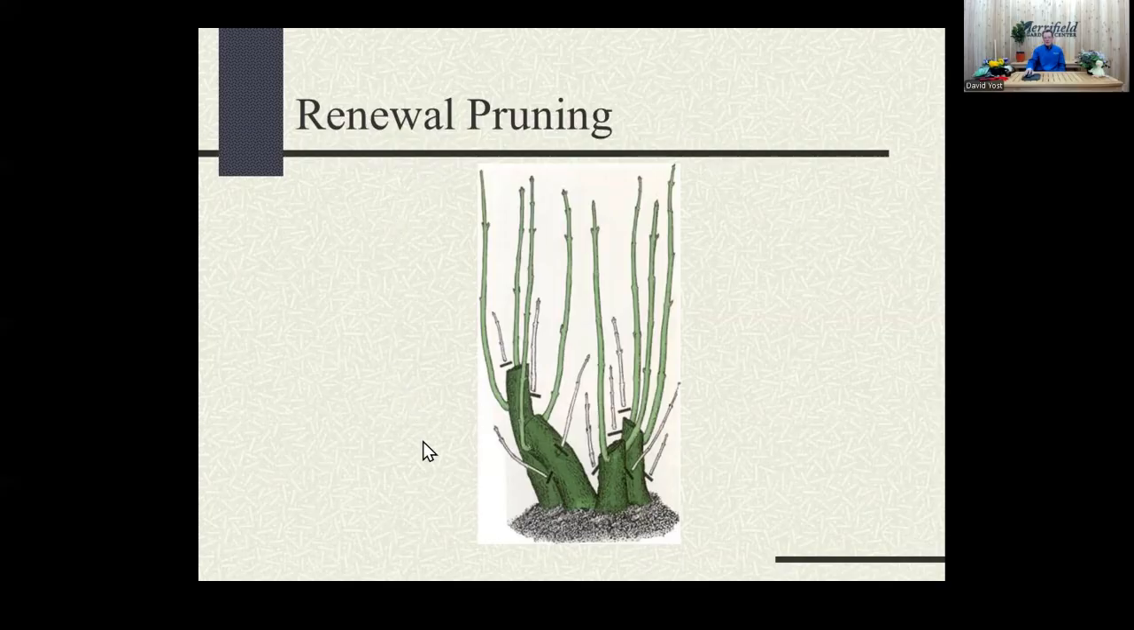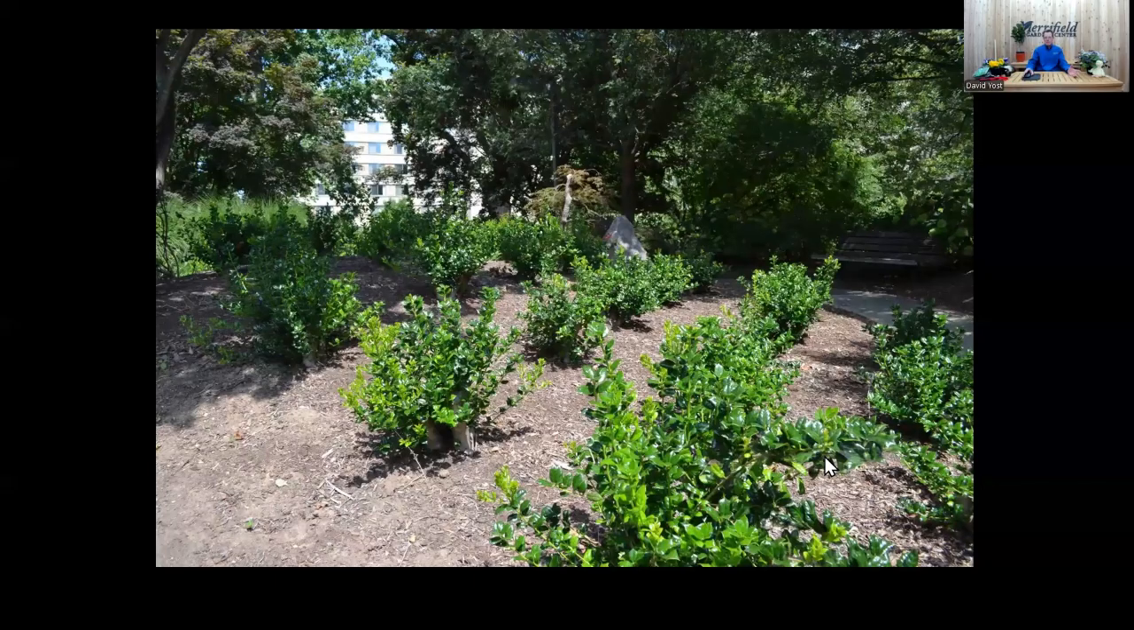So what they're trying to show in this diagram is this was obviously cut back severely. All these dormant buds are resprouting, and then we're thinning out the weakest and thinnest of those and trying to restore structure to the plant. So examples of this. This is Burford holly. This is down at the campus of American University.